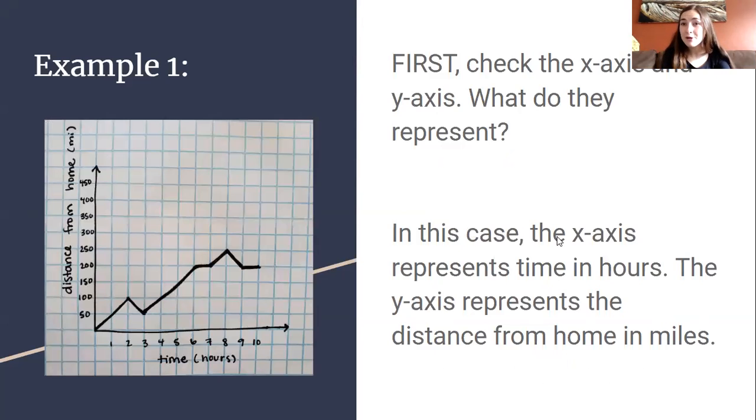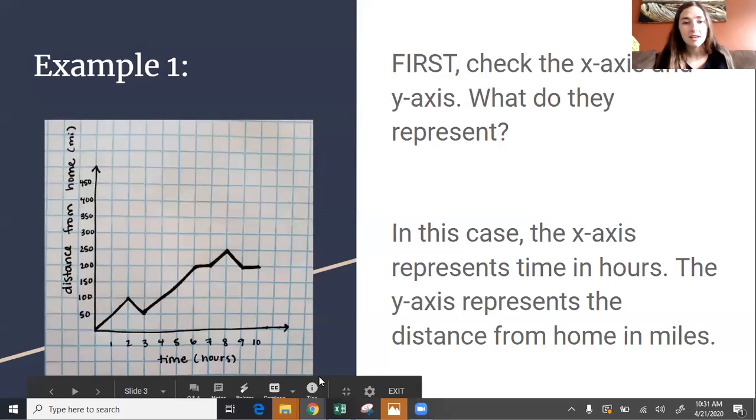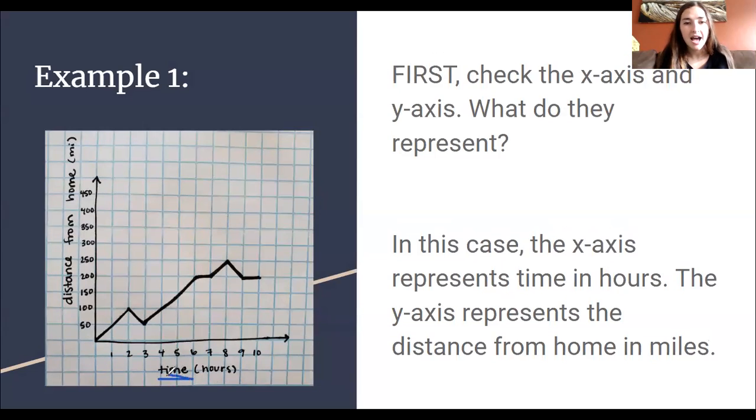Okay, so let's look at the next slide here. This is an example that we're going to look at. And you see, first we want to check the x and y axis. What do they represent? So let's look down here at the x-axis. It looks like x represents time. So this 1 means 1 hour, 2 hours, 3 hours, and so on. Okay, let's look at the y-axis. It's the distance from home. And it looks like it's in miles.